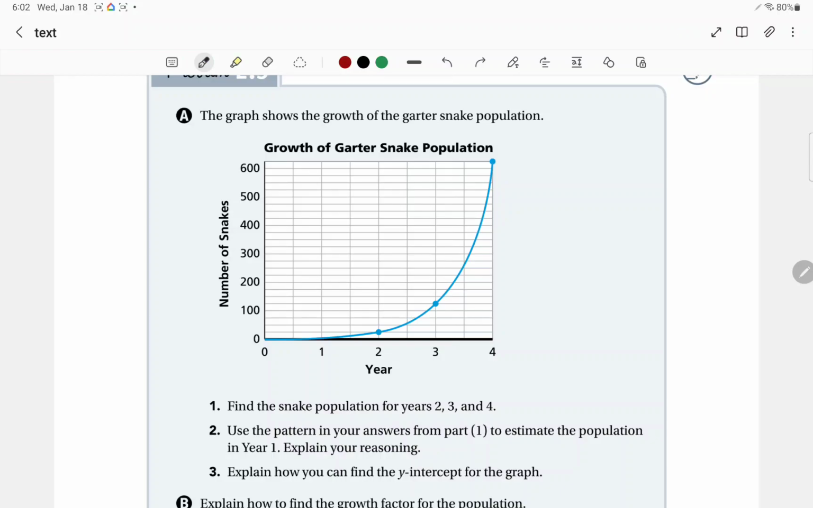Okay, on number 1, it says find the snake population for 2, 3, and 4 years. So if we're looking at year 2, year 3, and year 4, we're looking at the graph. So right here is year 2, and so we look up here, and then we come straight over. So follow this line over to here. And we're right here. Then you have to think, well, what are my intervals? If from here to here is 100, it breaks up 1, 2, 3, 4 times. Each one of these is 25. So we have intervals of 25.